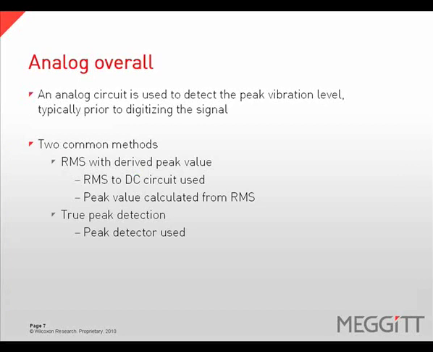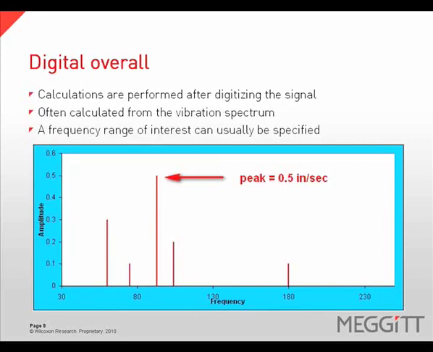There are two types of overall measurements, an analog overall or a digital overall. With an analog overall, a circuit is used to detect the peak vibration level, typically prior to digitizing the signal. There are two common methods for this, RMS with the derived peak value or true peak detection. For digital overalls, the calculations are performed after digitizing the signal. They are often calculated from the vibration spectrum. This is an additive value. A frequency range of interest can usually be specified, and the overall is limited to that range.